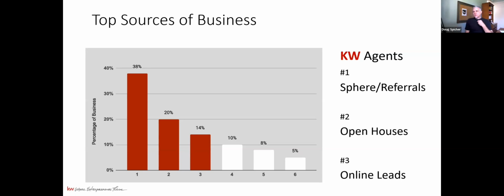Door knocking, FSBOs, farming, it depends, right? For certain agents, those are the top sources of business. Part of the exercise KW went through is, if those are top sources of business for you, certainly continue to focus on those, but know that these are the top three across all agents in KW, and online leads is one of those. That's what we're going to focus on today: how you can very easily create a paid ad for a listing.